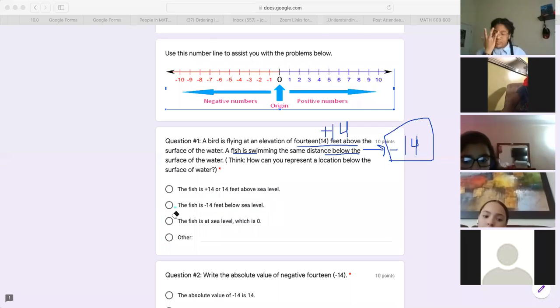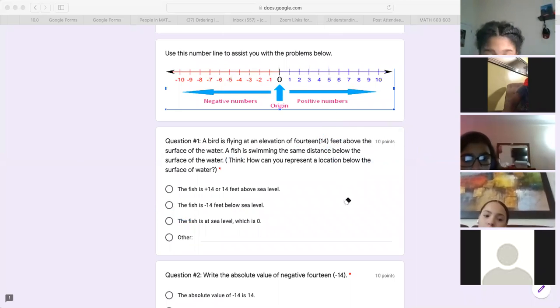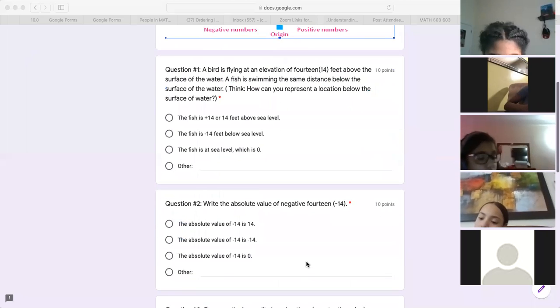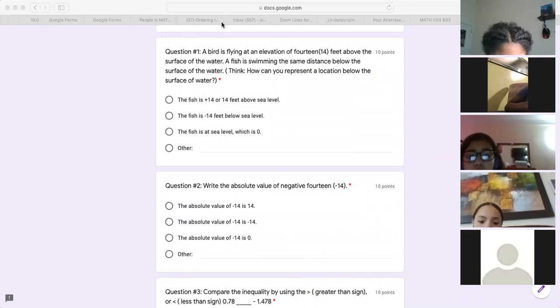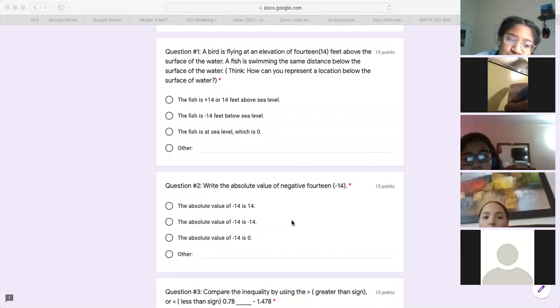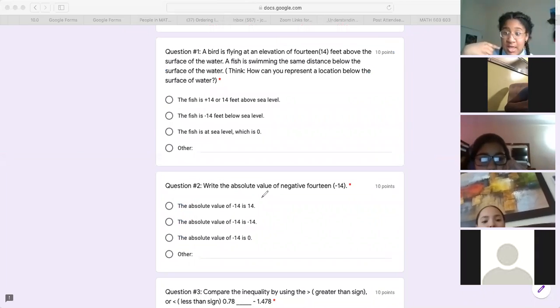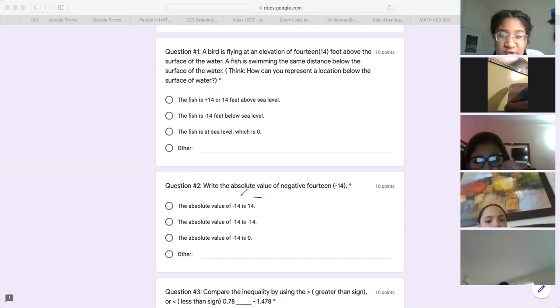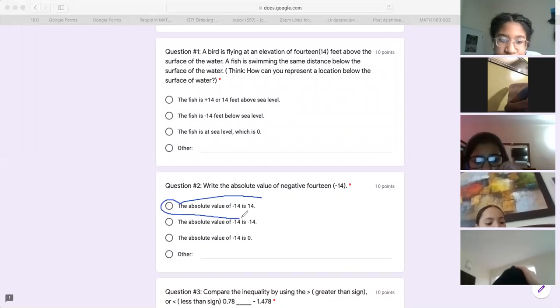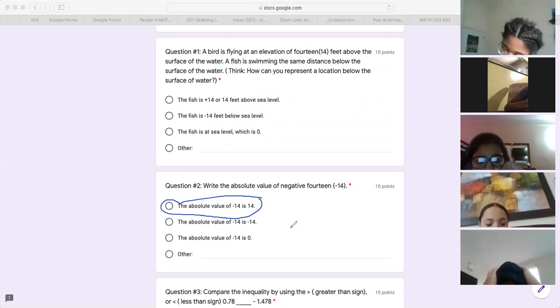Let's do number 2. Again, we're using the number line. There's a number line to help us, right? All right, number 2. What is the absolute value of negative 14? Oh, come on, this one's easy. Shaylin. Positive. What? I didn't hear you. You were right. What'd you say? Positive 14. Positive 14. Please write that down.